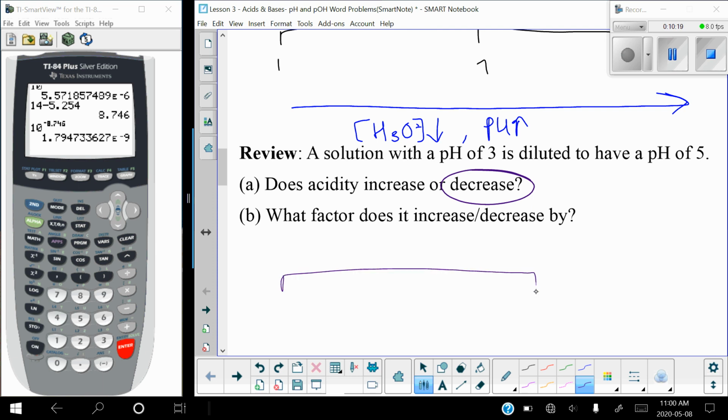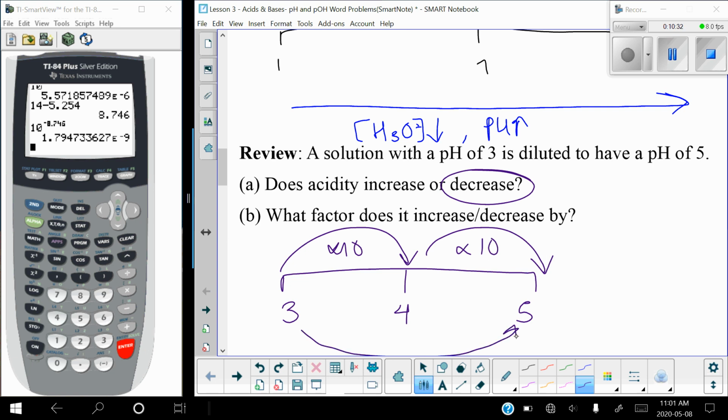Okay, so let's do some diagram drawing here. 3, 4, 5. From here to here, it's a jump of 10. From here to here, it's a jump of 10. So from 3 to 5, it's a jump of 100. So we are decreasing by a factor of 100.